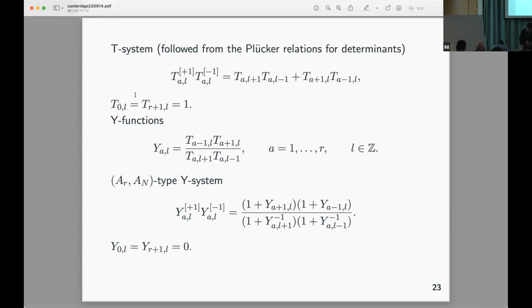The T functions will satisfy some algebraic relations called T-systems, which come from the higher dimensional version of the determinants. Actually, this comes from the definitions, and also from cross ratios of the T functions we can define Y functions that obey another functional relation called the Y-system.